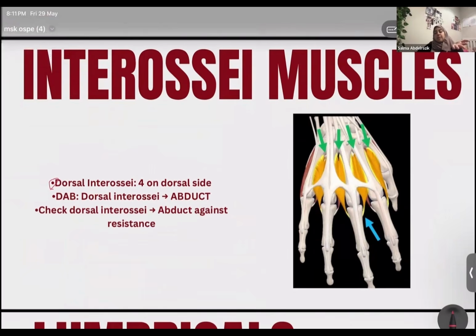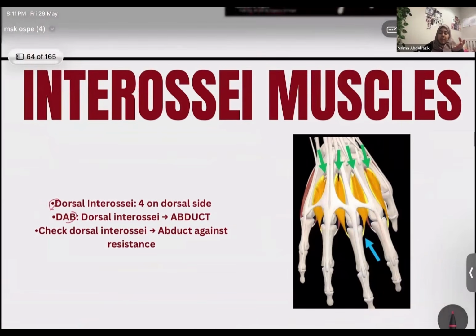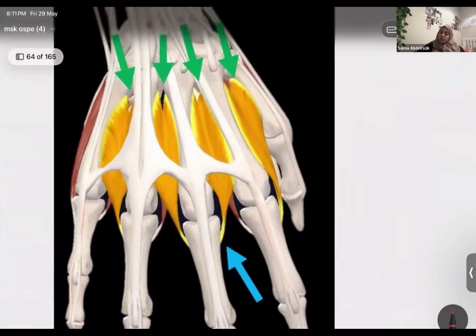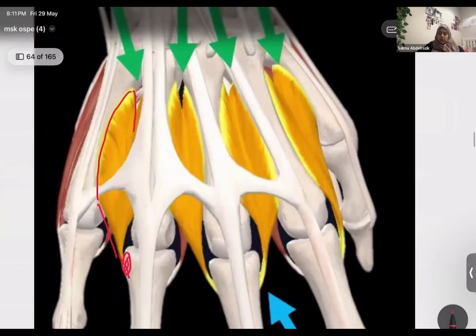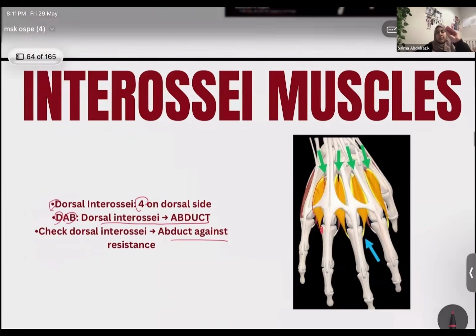Dorsal. Dorsal, we said it's DAB. So it does the abduction. Okay? And they are 4, not 3. Palmar was 3. How to check if it's intact? You abduct against resistance. So basically, you go like this against someone, and they resist. If you can do this, dorsal is working well. Let's zoom into the picture. See how it's the orange one, by the way. It's connected. It goes up to here, the beginning of the proximal phalanx. Yeah, it helps with the abduction. They're usually like that. It's between the first and the fourth digits, or spaces. Here's the first between the thumb and the index, and then the second, the third, and the fourth.